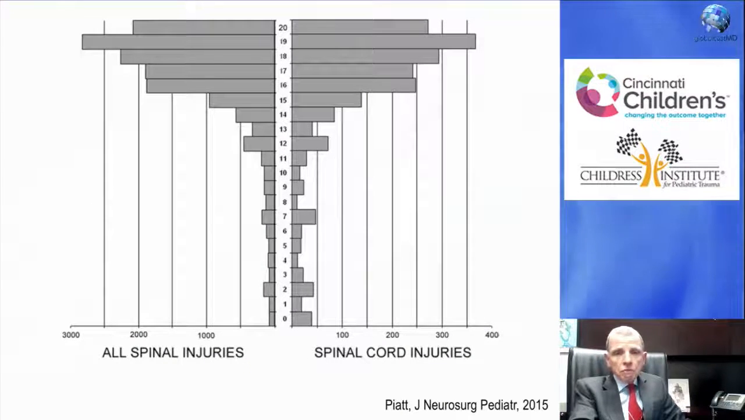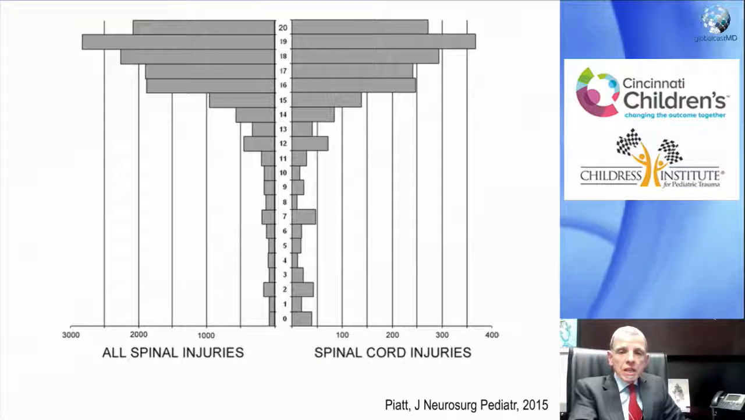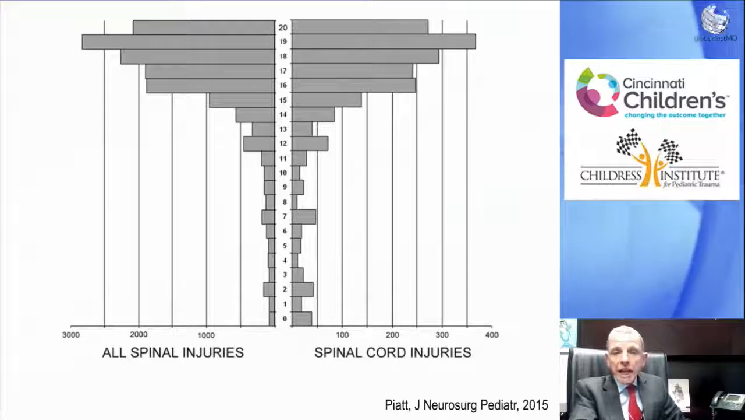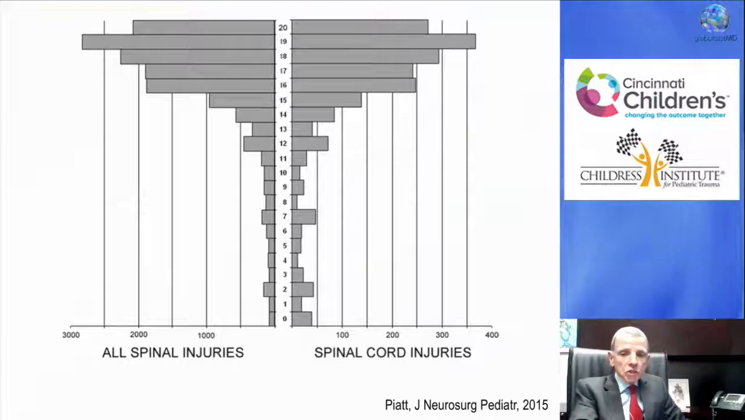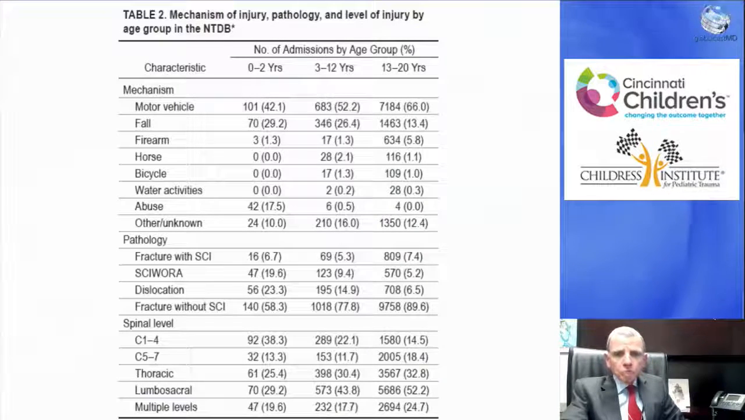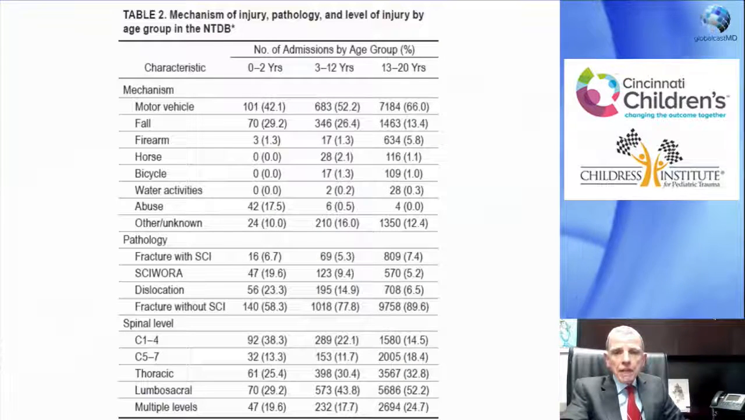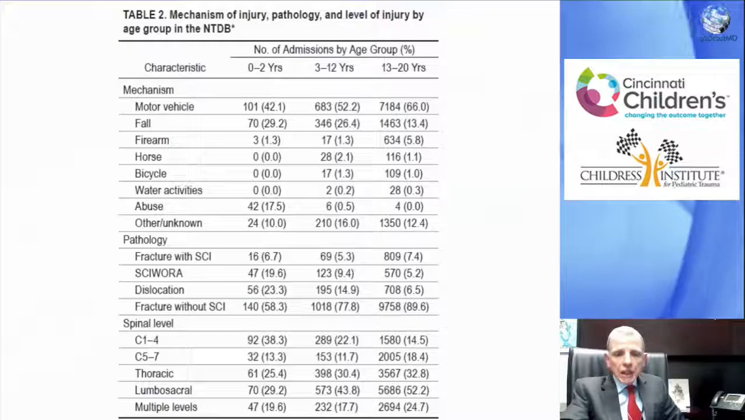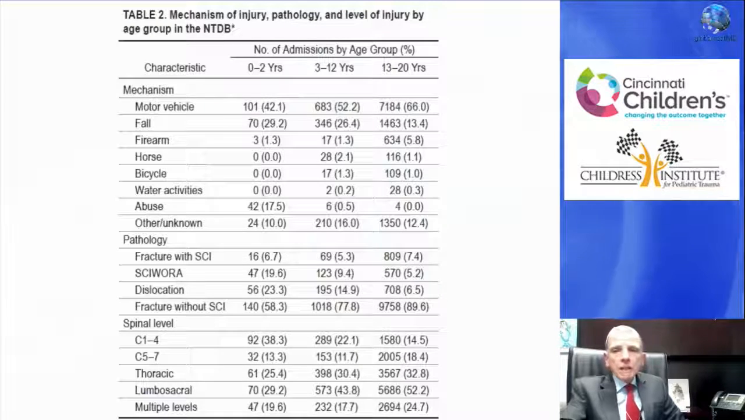And as is true for most of childhood trauma, it's adolescents who see the highest incidences. Among younger age groups, head injuries are relatively more prevalent than spinal injuries altogether. Some points to make from this table. Upper cervical spine injury is relatively more common in infants and young children than adolescents, and conversely, lower cervical spine injury is more common among adolescents than younger children.